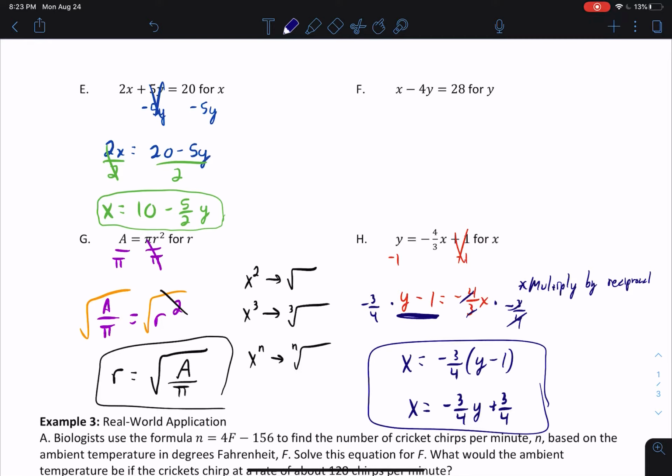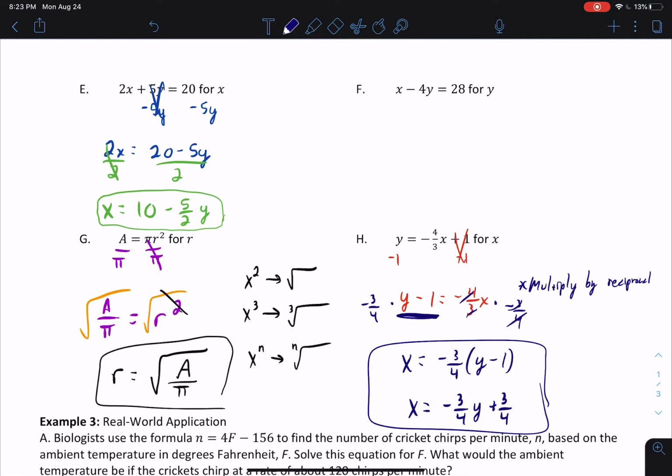So the difference between h and e, the reason in h we could leave the negative 3/4 in front of the parentheses, is because we can't really simplify. If we were to distribute it in, there's nothing that we can simplify. Whereas in e, we can take 20 divided by 2. And so that's why we simplify that in e.